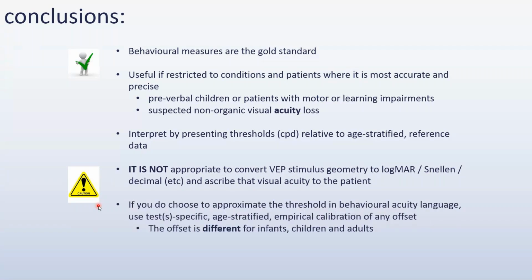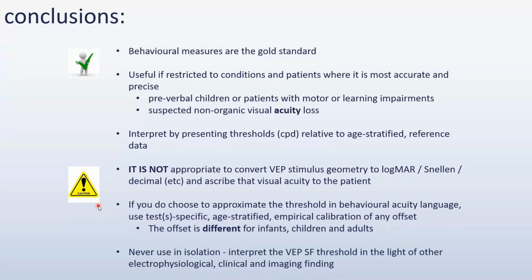If you feel obliged to choose to approximate the threshold in the language of behavioural acuity, then an offset has to be used. And the offset has to be particular to the test, and it has to be particular to the age of the patient. And it's calculated empirically. The implementation in the SVN system does incorporate these offsets. And then finally, and again, this is really important, the test should never be used in isolation, but rather it complements the findings of other electrodiagnostic tests, as well as the clinical and imaging findings for the child.